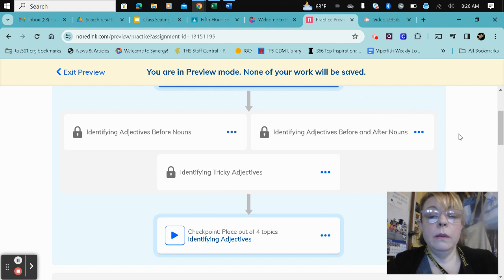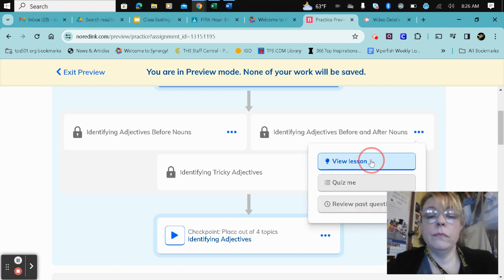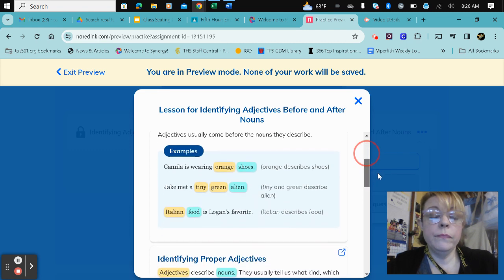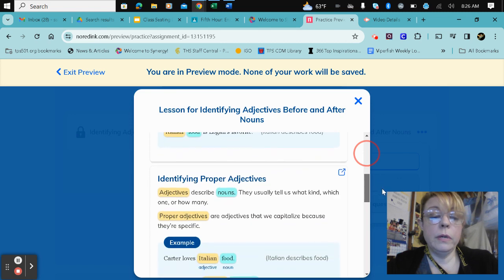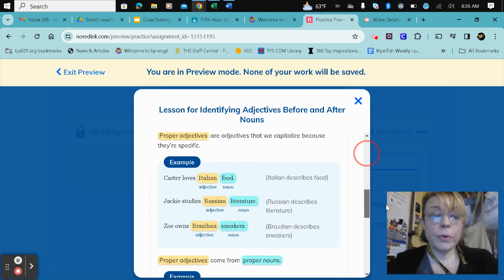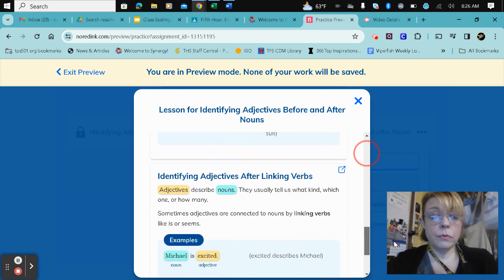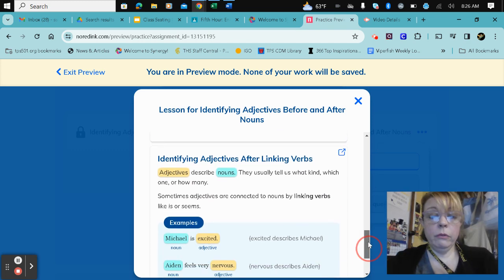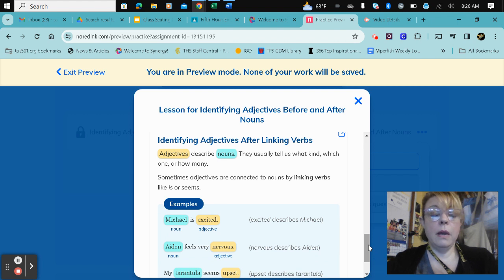Okay. Going on to identifying adjectives before and after nouns. So sometimes they come before, sometimes they come after. That's before. There's the proper adjectives. Okay, so sometimes we have linking verbs that connect the nouns to the adjectives. Adjectives describe nouns. Remember, they usually tell us what kind, which one, and how many.